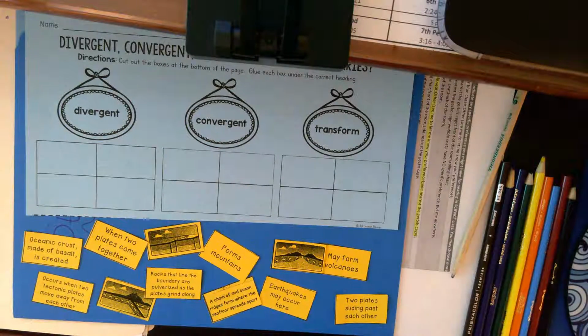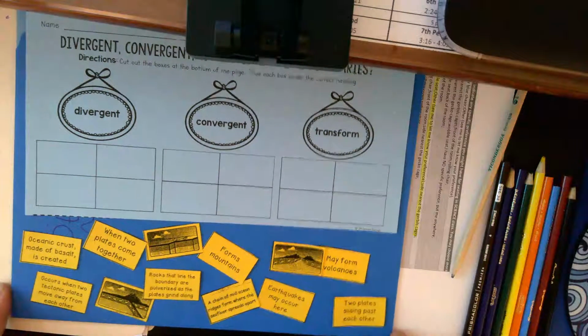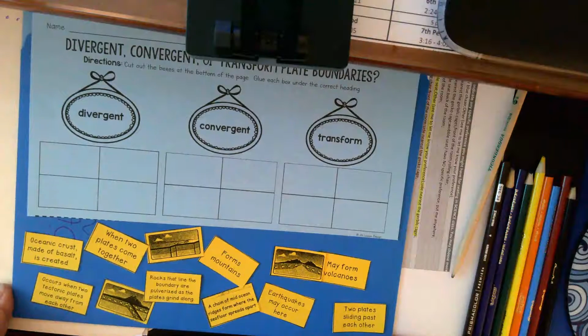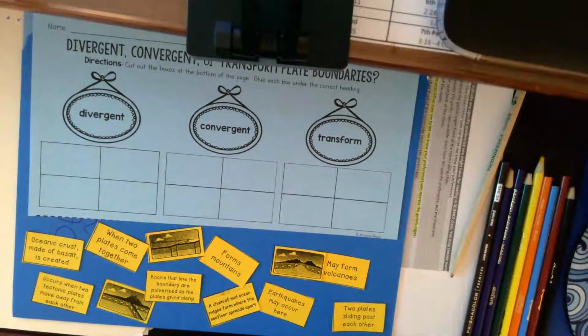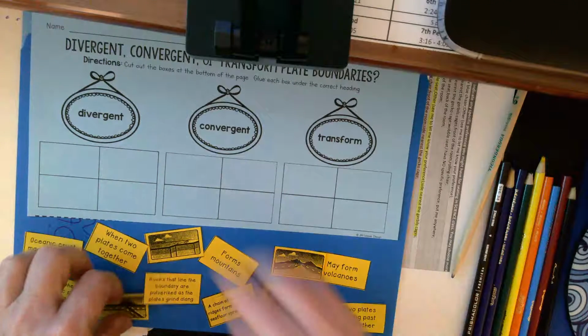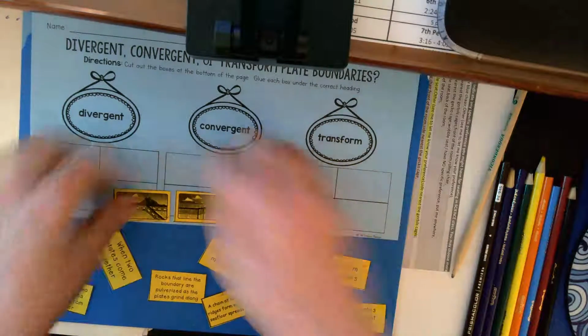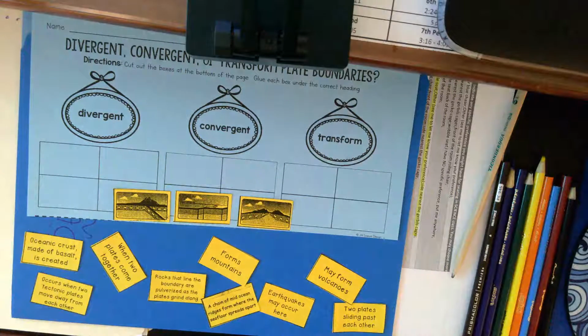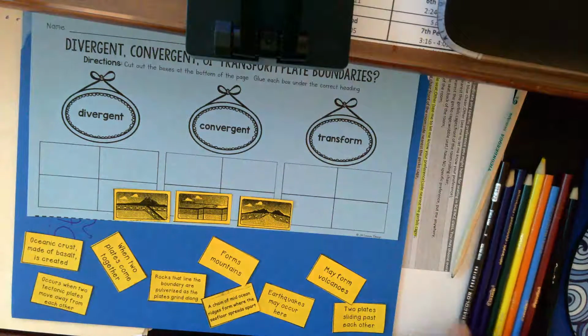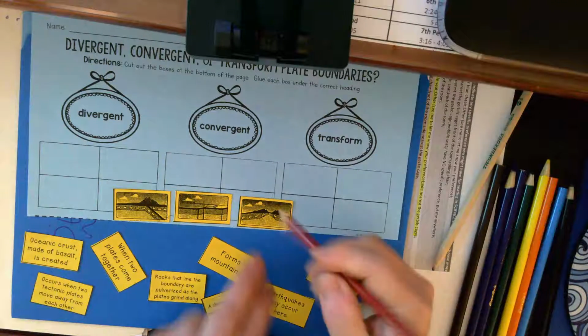All right, let's look at a sort so that we can see if we understand all the different characteristics of the divergent, convergent, and transform boundaries. I'm going to start with my 3 pictures. I want to look for the clues. Remember, we always said we're looking for the clues to decide what kind of boundary it is. So I'm going to start, and I'm going to look at this first one.